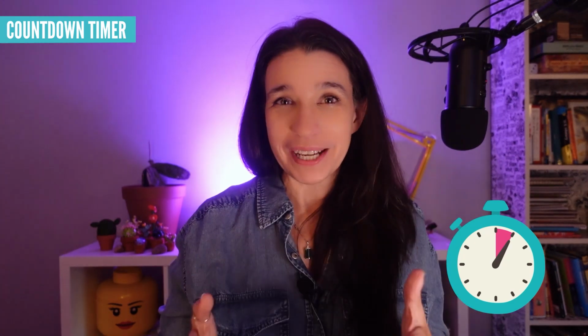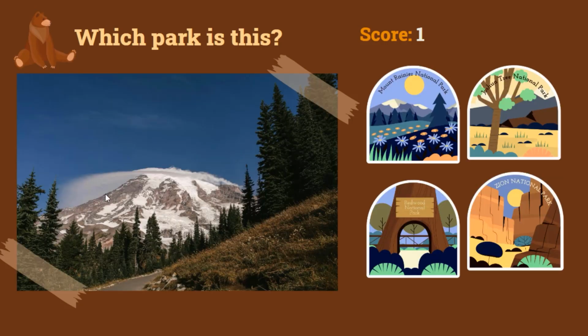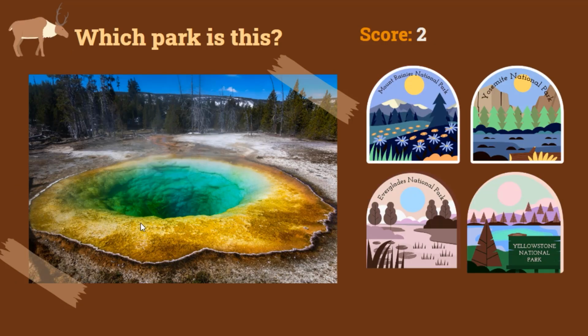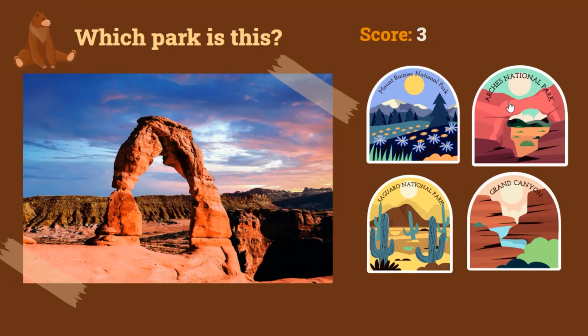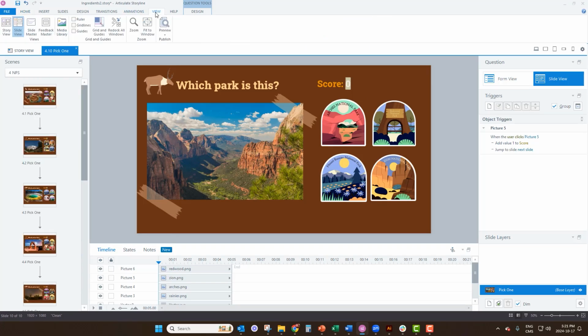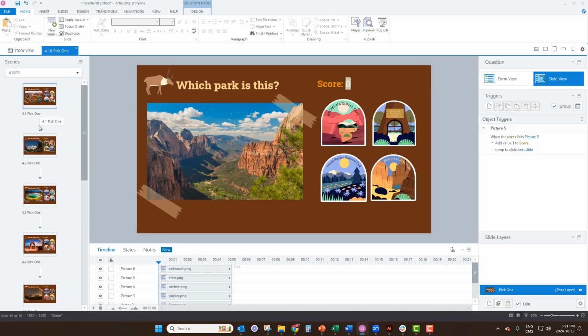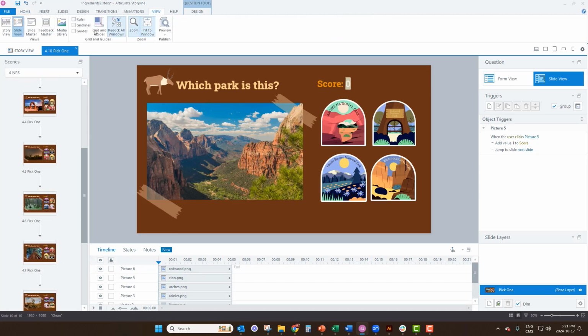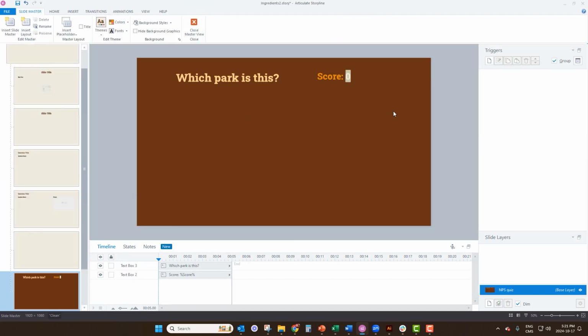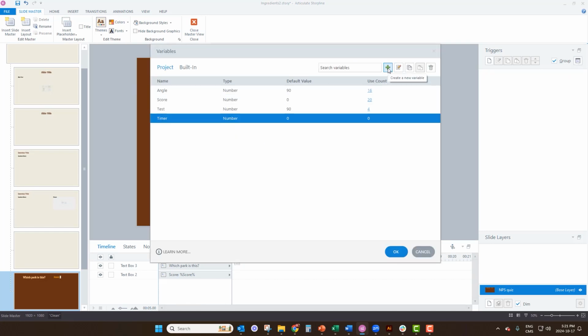So here's a quick way to make a timer. Right now I've got a very simple activity where I have to identify the national park, and I'd like to add a timer to this activity. All of these 10 questions are using the same master, and that's where the score is sitting right now. Because I want the timer to apply to all of these questions, I'm going to build the timer on the slide master itself. So the first thing I want to do is create a timer variable. Let's call it timer, and it's a number variable.